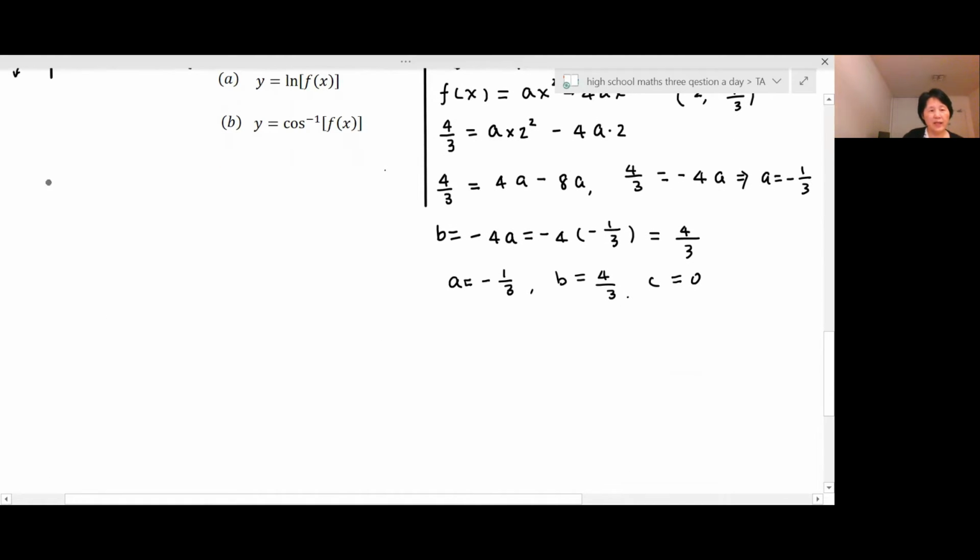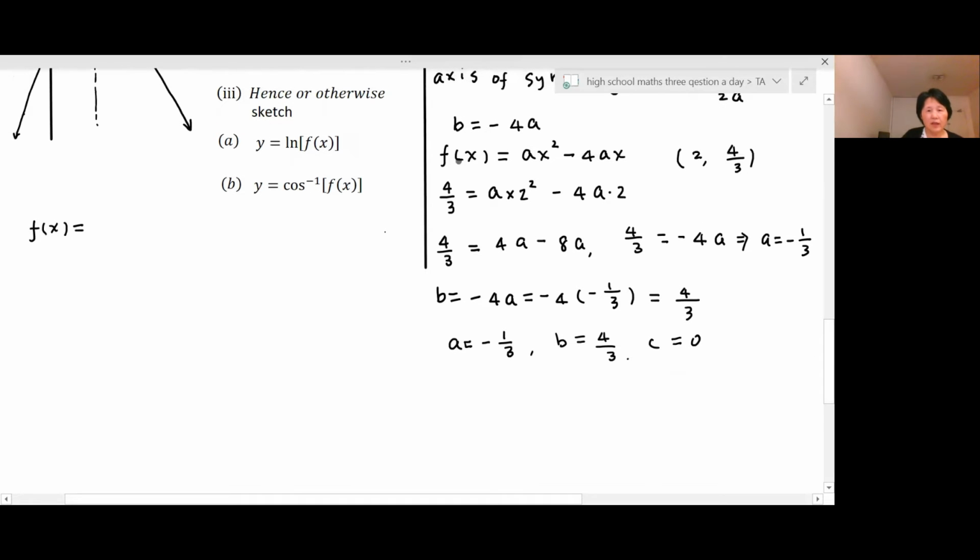Okay, I write this f(x) again. So f(x), so far, we got f(x) will be equal to ax squared. A is minus 1 on 3, then x squared. Then this is minus 4 times a, so plus 4 on 3, because b is 4 on 3, plus bx means 4 on 3 x here.